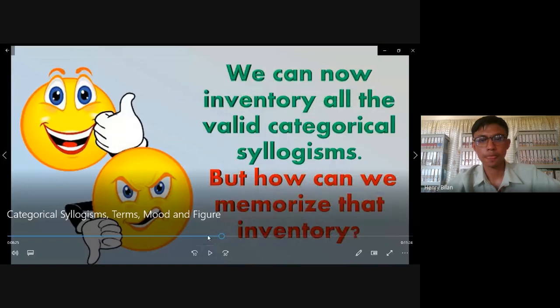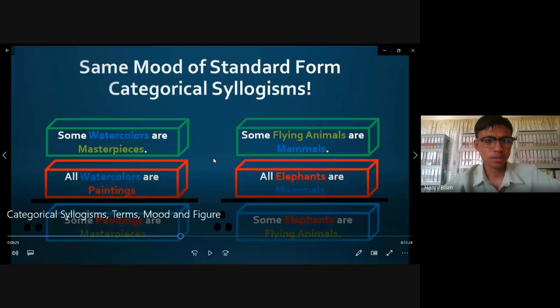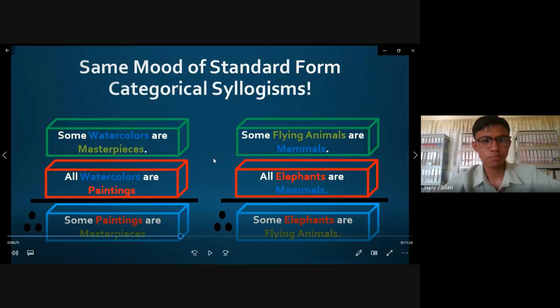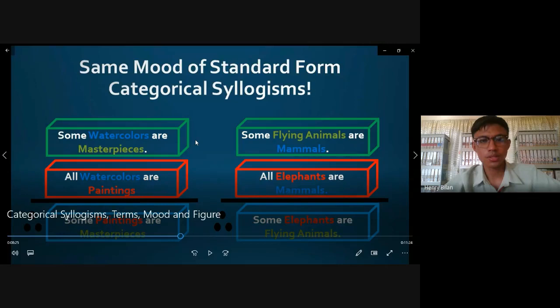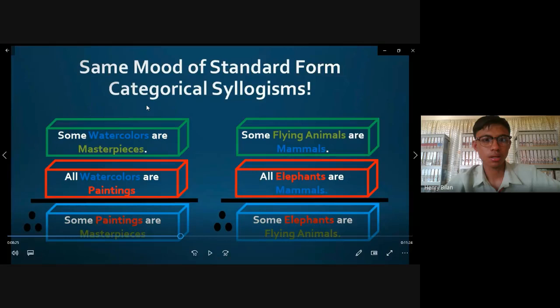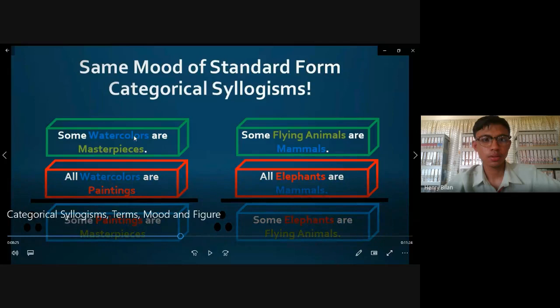I think we have example here a while ago. Ito. Some watercolors are masterpieces, some watercolors are paintings, some paintings are masterpieces. So saan nakalocate yung ating middle term? Of course, you have to identify first. So our middle term, watercolors. Yan. Nasa parehong subject. So, anong figure siya? Figure 3. So, if you're asked to identify the mood and figure, it would be I-A-I-3.